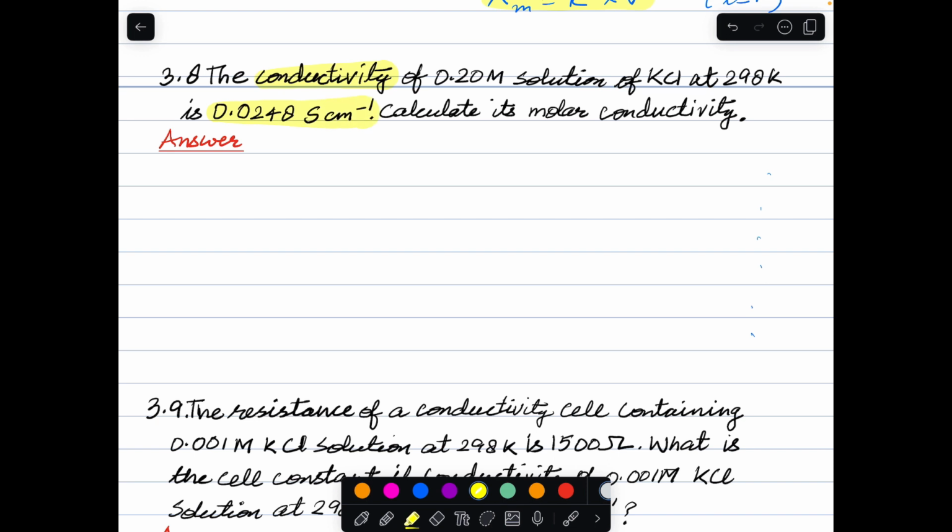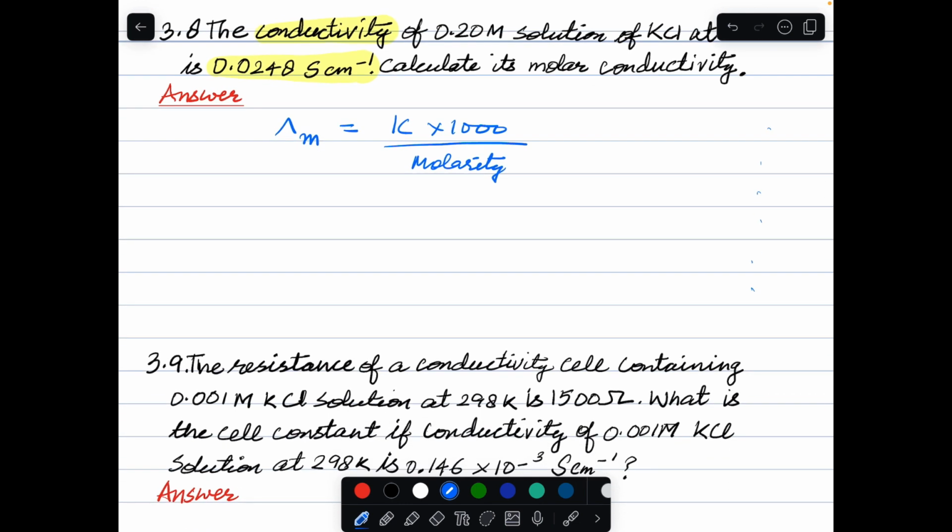And they have given a solution. We have to find out the molar conductivity. We have written the formula that the molar conductivity is equal to conductivity multiplied by 1000 and divided by concentration in terms of molarity. We have written C here. C means in our case it is molarity. So we will simply put down the values.